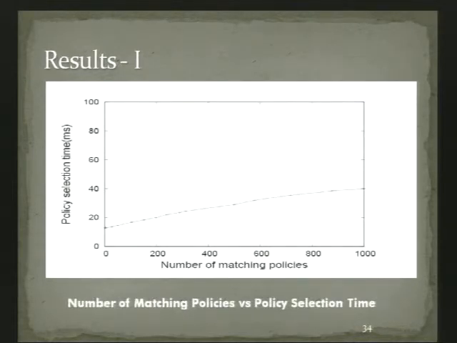And then the second graph is between the number of matching policies and the policy selection time. So as the number of matching policies increases, you have a linear increase in the policy selection time, which I think is also reasonable when we talk about the scalability of a system.